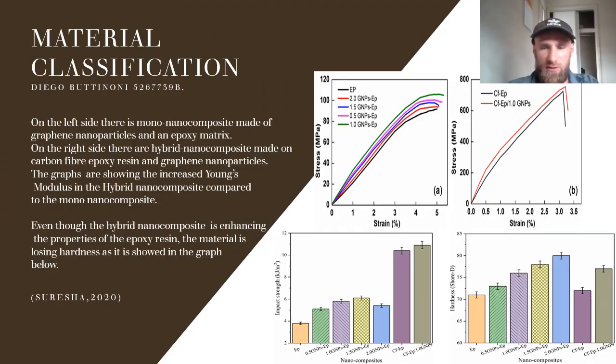In this slide, we can see that the material with the best properties is the carbon fiber epoxy with graphene nanoparticles that has the best properties of all the other materials compared. The only drawback is that we can see on the last graph that has the decreased amount of hardness, but for the rest is still the best choice.